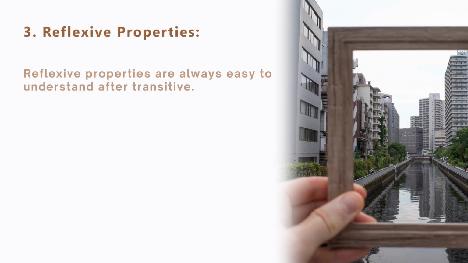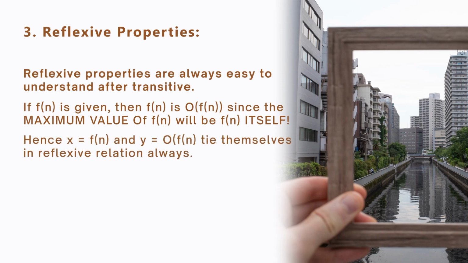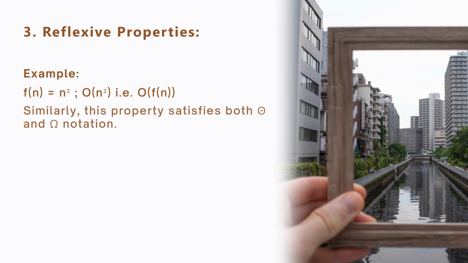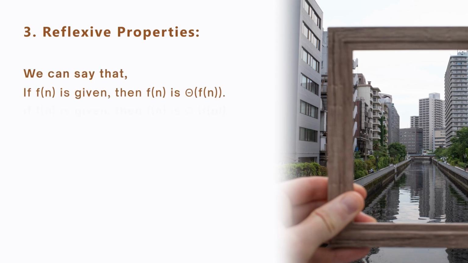Reflexive property. The reflexive property is always easy to understand. If f(n) is given, then f(n) is big O of f(n), since the maximum value of f(n) will be f(n) itself, like x equal to f(n) and y equal to big O of f(n). So, for example, f(n) equal to n square is big O of n square. Similarly, this property is satisfied by theta and omega also. If f(n) is given, then f(n) is theta of f(n), and f(n) is given, then f(n) equal to omega of f(n) also.